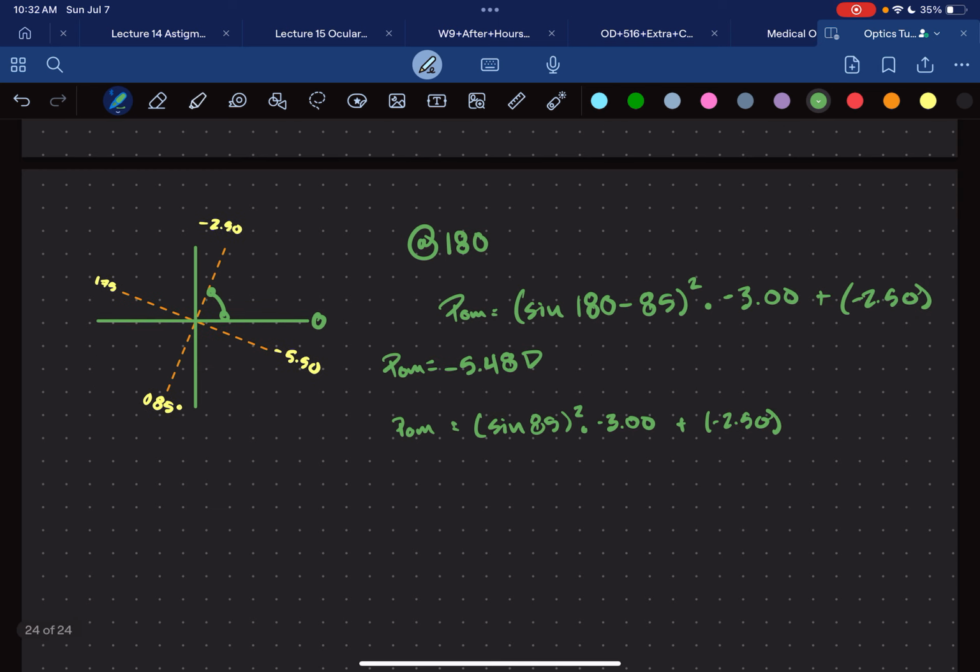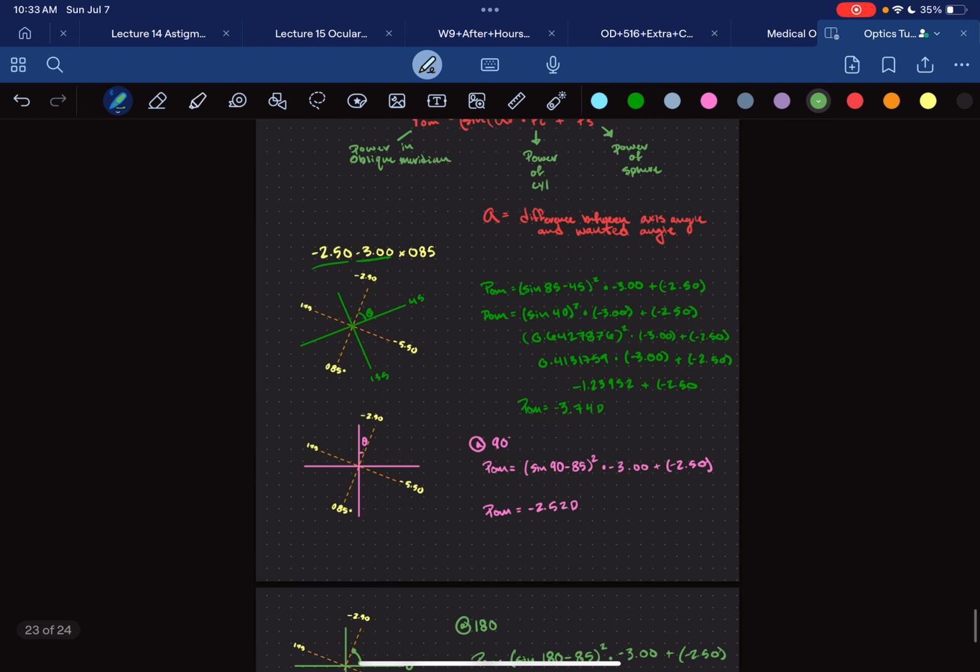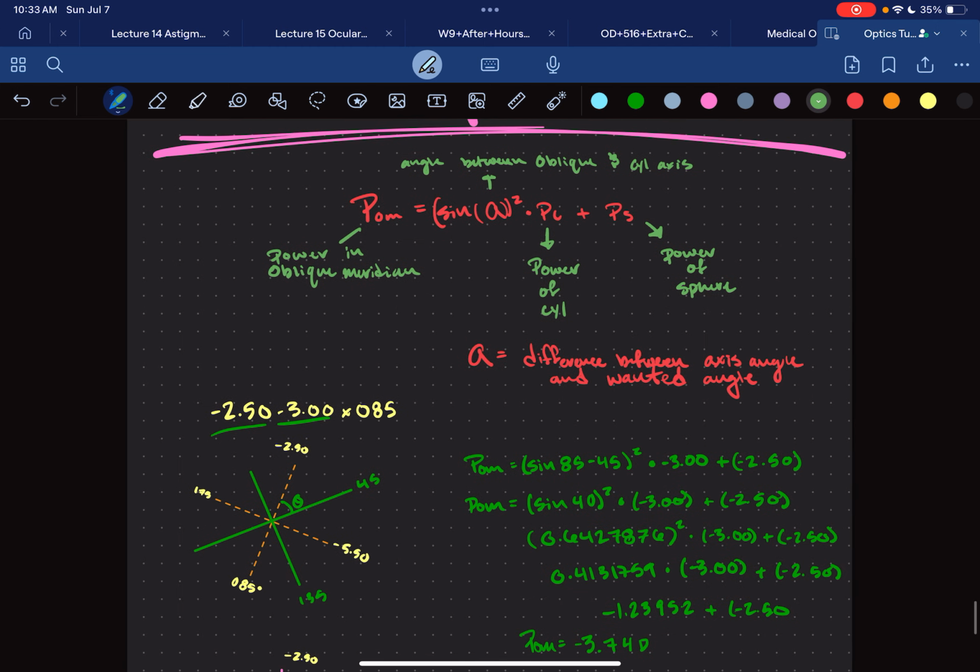Okay, so let's do that. Let's find the sine of 85, square that, times by negative 3, add it to a negative 2.5, and again we get negative 5.48 diopters.